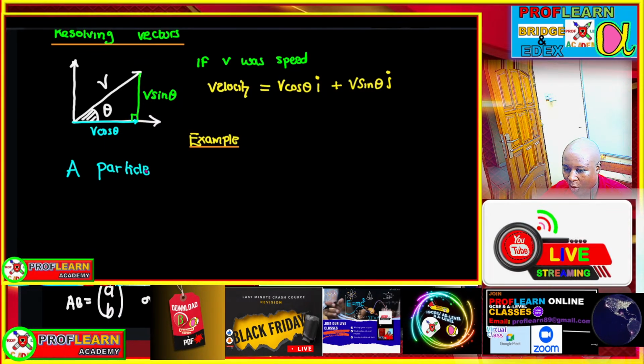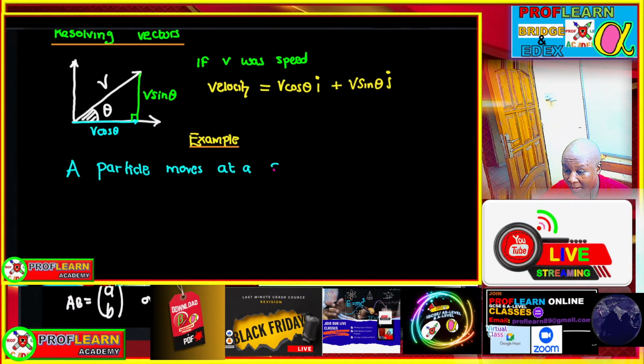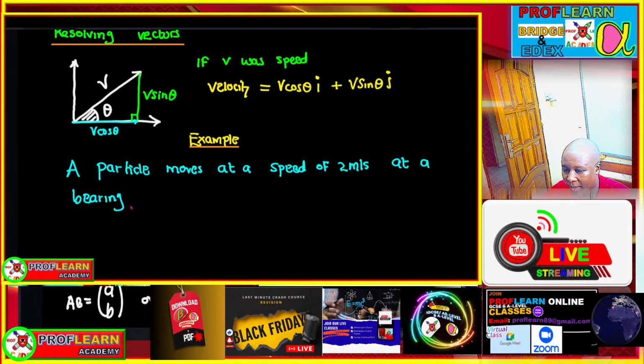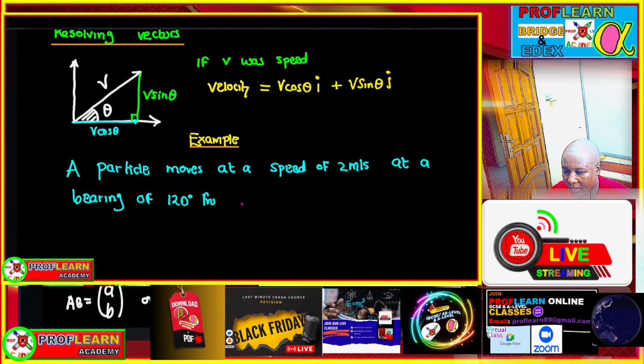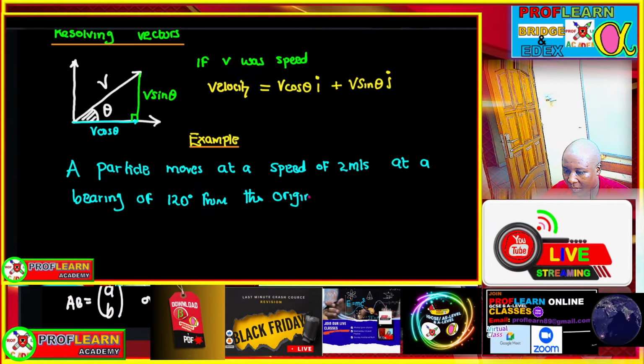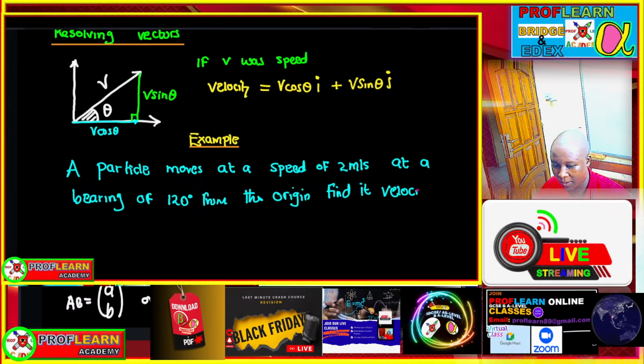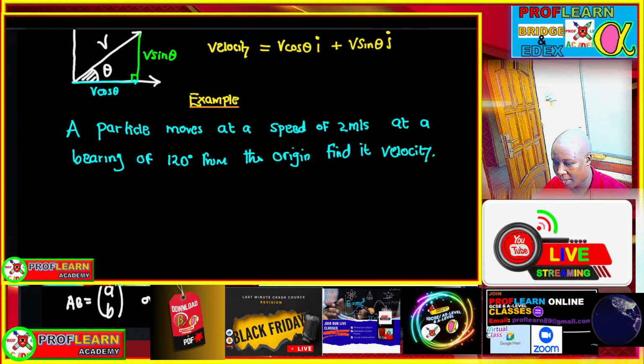Now we are told that a particle is moving at a speed of 2 meters per second at a bearing of 120 from the origin. Now we are supposed to find the velocity vector of this particular particle. So how do we find the velocity vector whenever you are given a bearing like that?